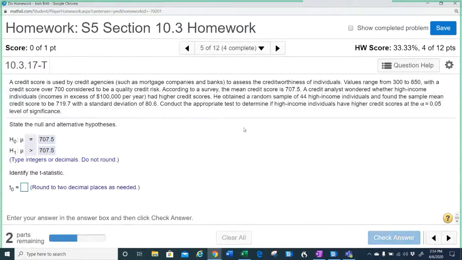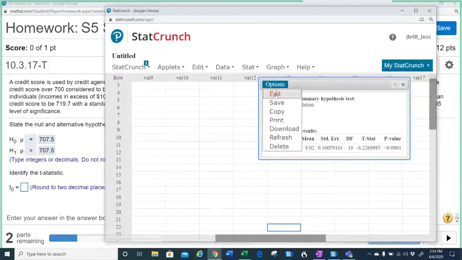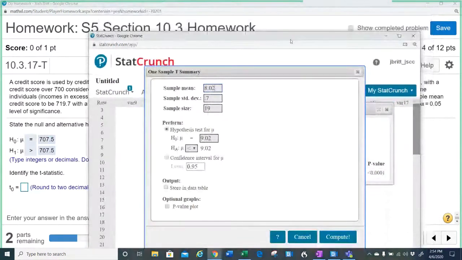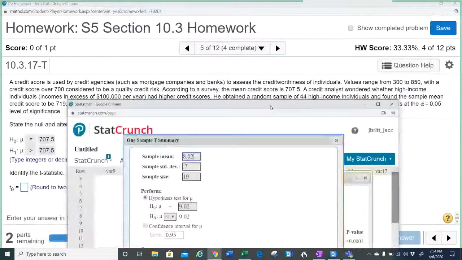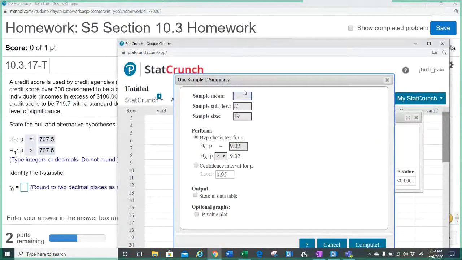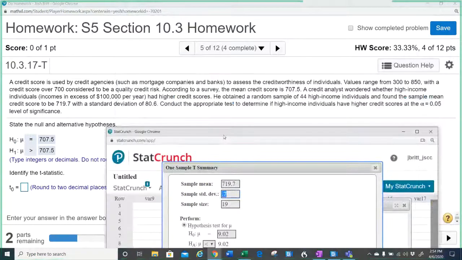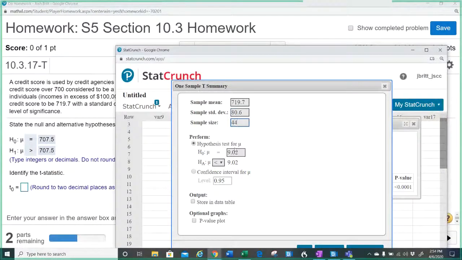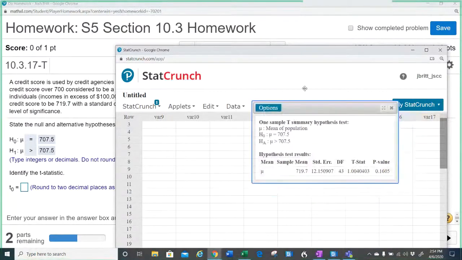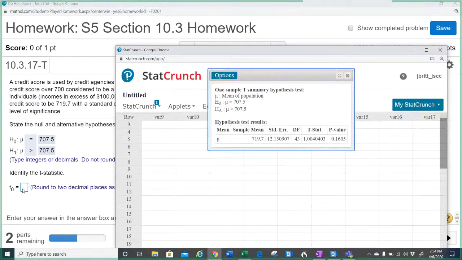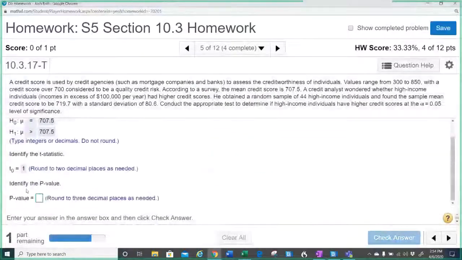And now we'll get our test statistic, and so take our sample data. Sample of 44, found the sample mean here, standard deviation here. So sample mean 719.7. Standard deviation, 80.6, 44, 707.5, and higher than. Test statistic is 1. P-value.